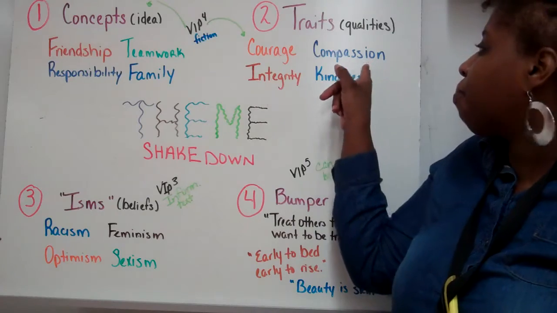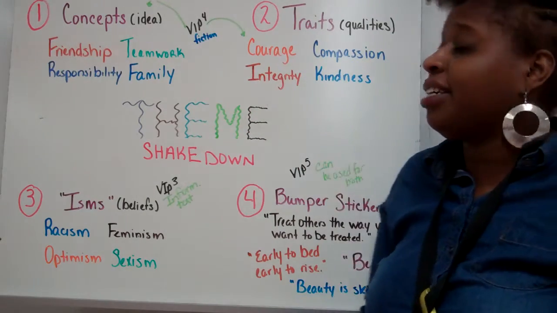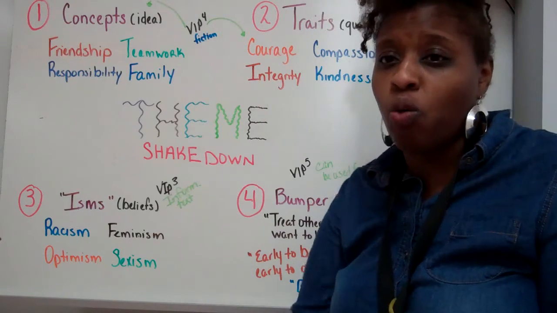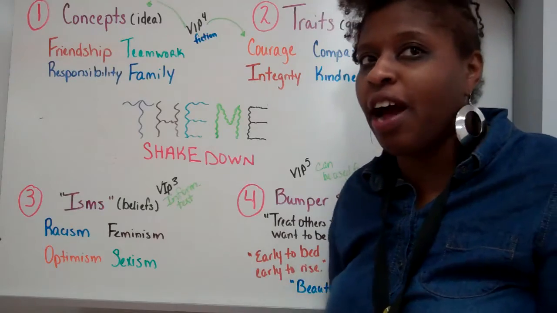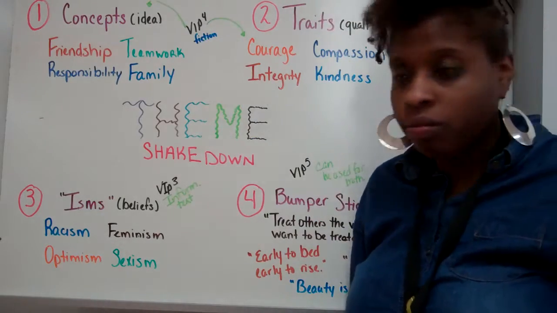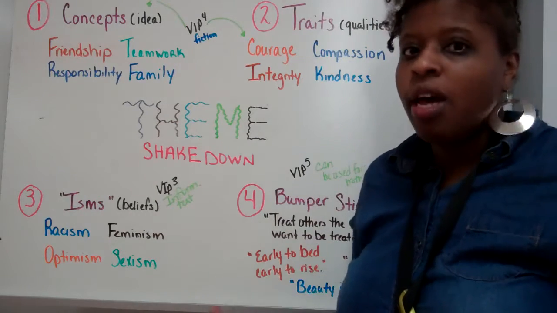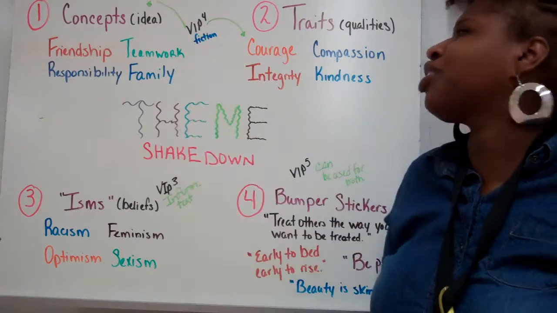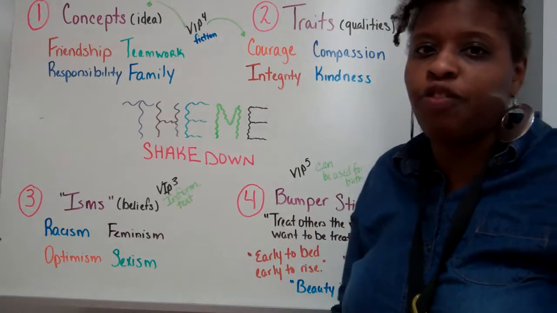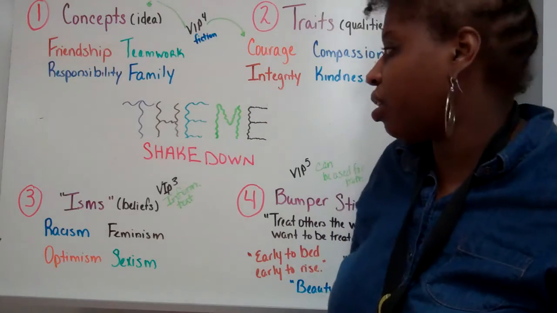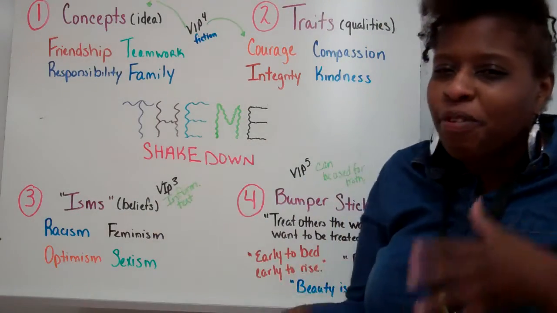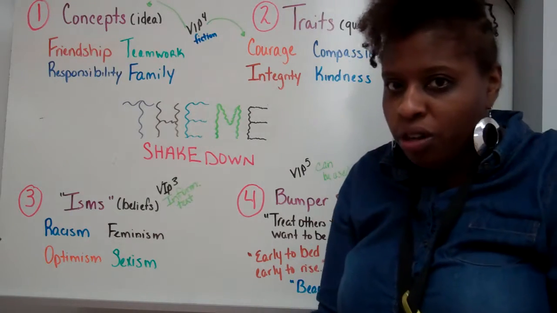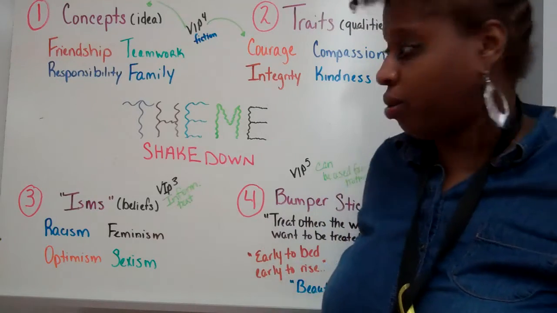Traits like courage, compassion, integrity, kindness. Typically when an author uses traits for themes, he's going to particularly focus on one character, and you're going to see that character identified with that trait. So, courage. In the Epic of Gilgamesh, Gilgamesh and Enkidu have courage, compassion, kindness for each other as they are best friends.